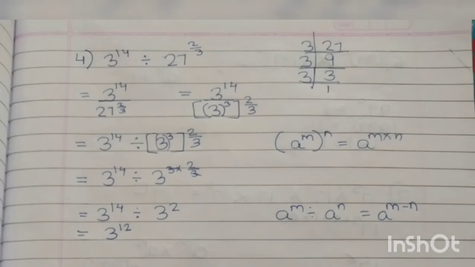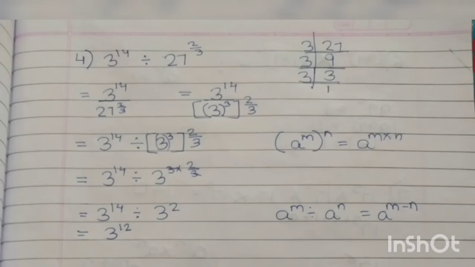27, we know that 27 is equal to 3 into 3 into 3. If you don't know, you can just factorize it and find out. You can factorize 27 by 3 and find out how many 3's are coming. We are doing it by 3 because the first base is also 3. So 27 means 3 to the power 3. So it will be 3 to the power 14 divided by (3 to the power 3) whole bracket 2 by 3, because 3 to the power 3 is the same as 27.